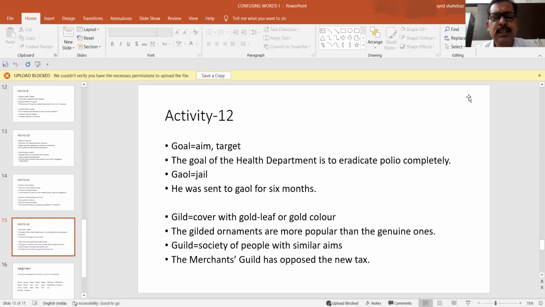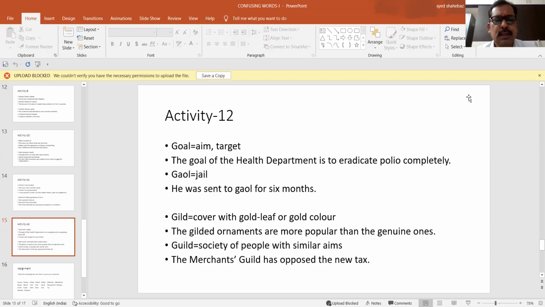Next, gaol. Similar pronunciation. Gaol means jail. He was sent to gaol for 6 months. He was sent to prison or jail for 6 months. It is also called prison. The meaning is prison, jail.